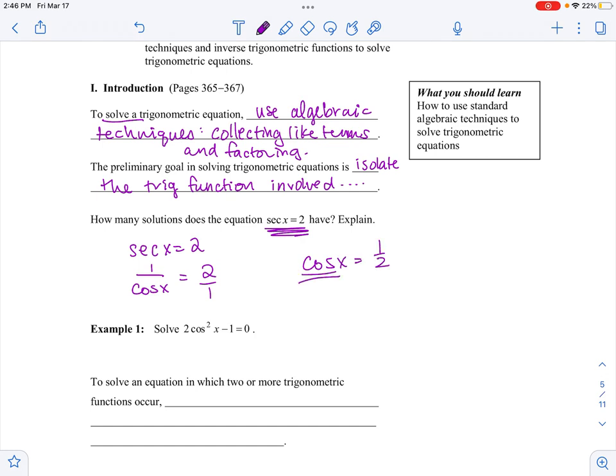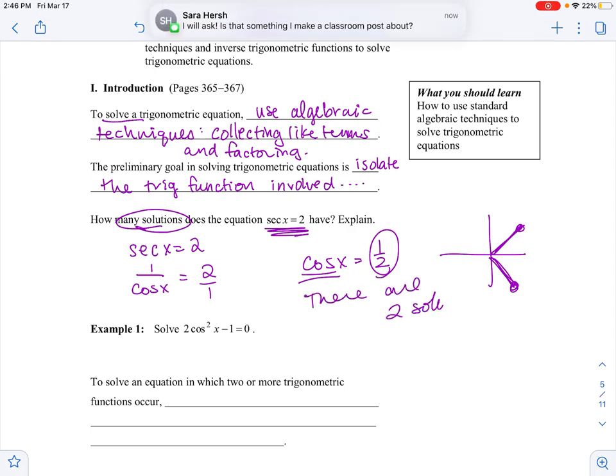Where is cosine x equal to positive 1/2? Well, I know it's the first quadrant and the fourth quadrant where cosine equals 1/2. So how many solutions does it have? It has 1, 2 solutions. So there are 2 solutions.